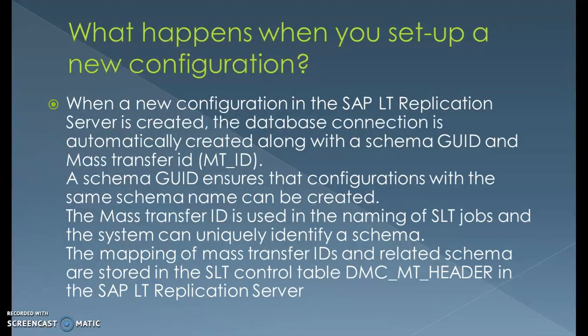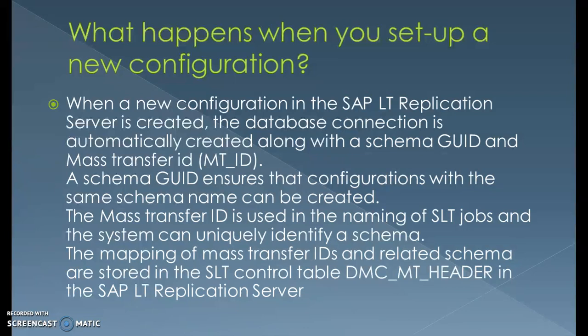What happens when you set up a new configuration? What are the basic things that happen? So when a new configuration in the SAP SLT replication server is created, the database connection is automatically created along with a schema GUID and master transfer ID, that is MT_ID. The schema GUID ensures that configurations with the same schema can be created. The mass transfer ID is used in the naming of SLT jobs, and the system can uniquely identify a schema.